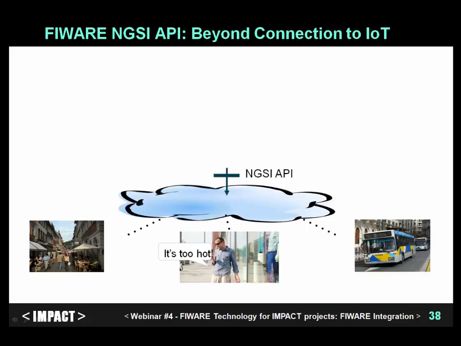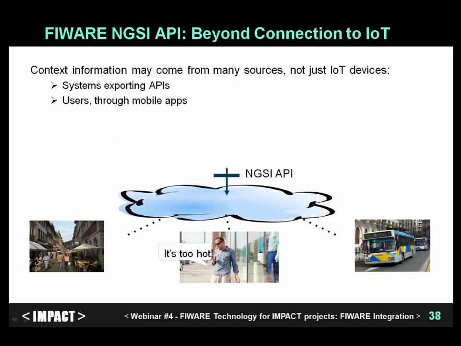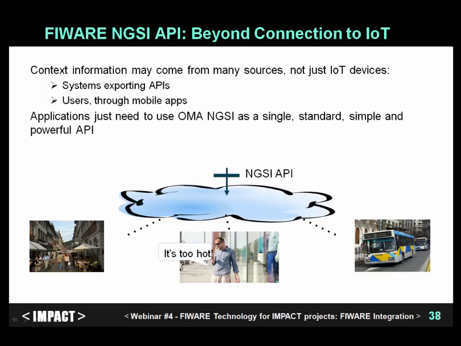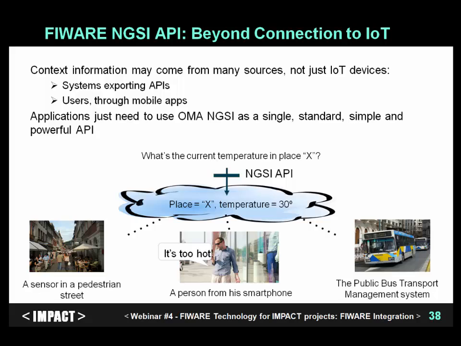And think about the magic that can happen because this information can come from many sources, not just IoT devices. For example, it can come from external systems that use APIs to export data to the context broker. It can come from users that are using mobile apps. There are millions of combinations. Applications just need to use OMA and GSI as a single standard, simple and powerful API to connect with all the information producers and get the information they need to implement the feature they're looking at.